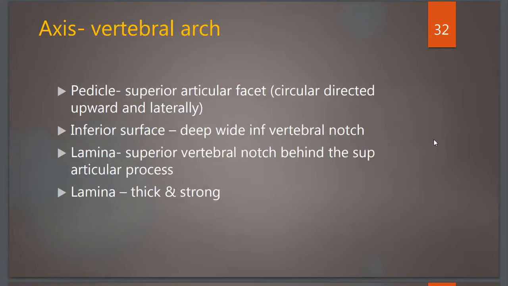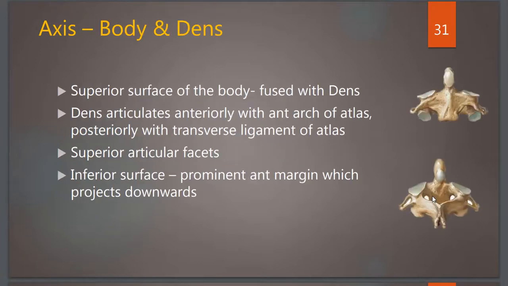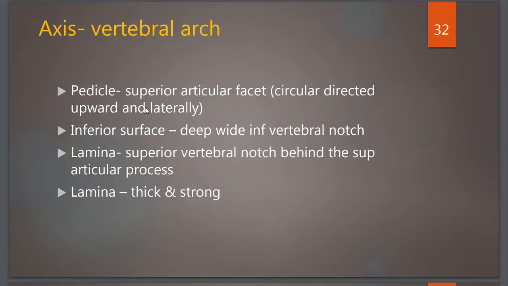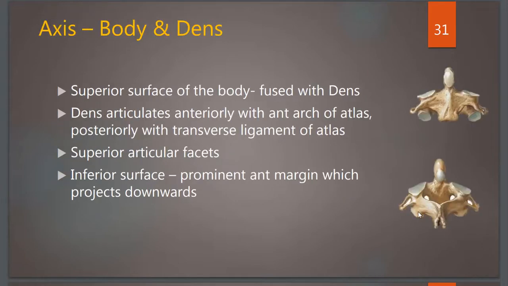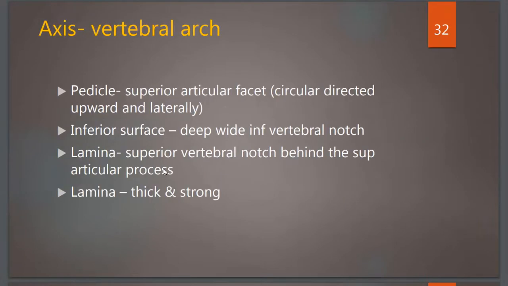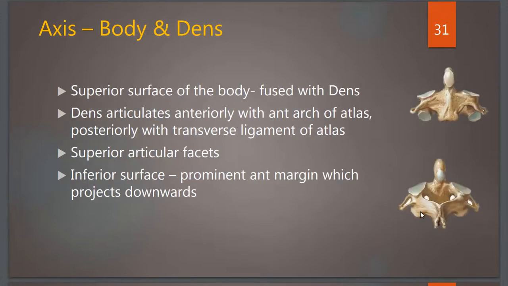Axis has, of course, the vertebral arch. So this becomes the vertebral arch. We know it has the pedicle, and the superior articular facet which is directed upwards and laterally. The inferior surface has a deep, wide inferior vertebral notch. I'll show you. Laminae, right and left lamina, I said they are fusing, right? This is one lamina, this is one more lamina. Here it is the superior vertebral notch. Lower down, if you see from the side view, this is the inferior vertebral notch. This is the superior vertebral notch.